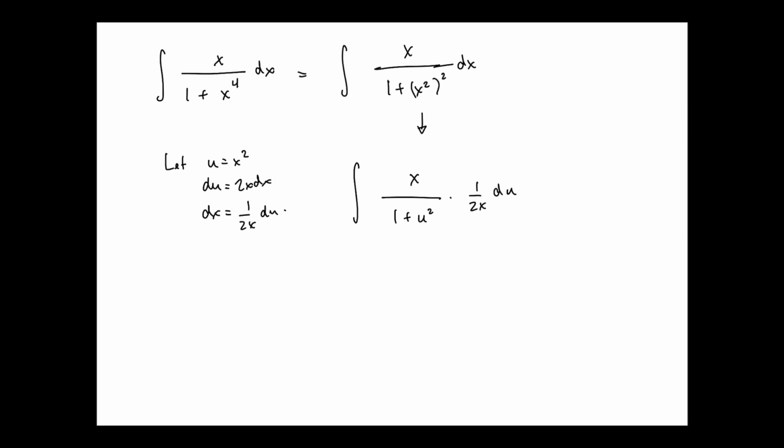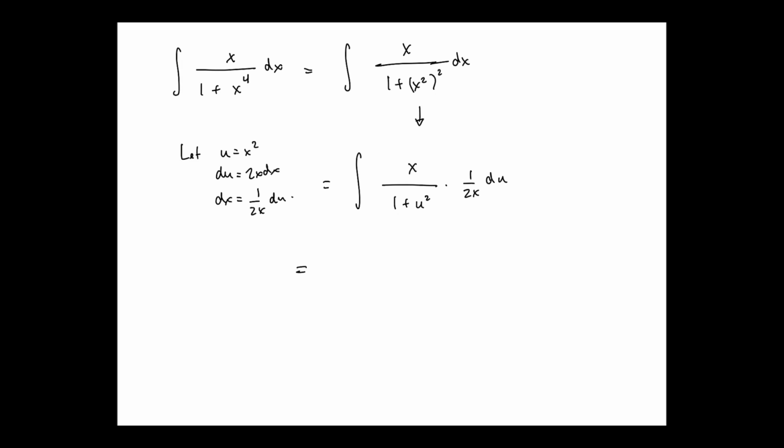Okay, so if I do all the derivative stuff and substitute in, what happens to the x's? They end up canceling. And so I've got 1/2, that's just a constant, so I can put it out front. 1 over 1 plus u squared du.